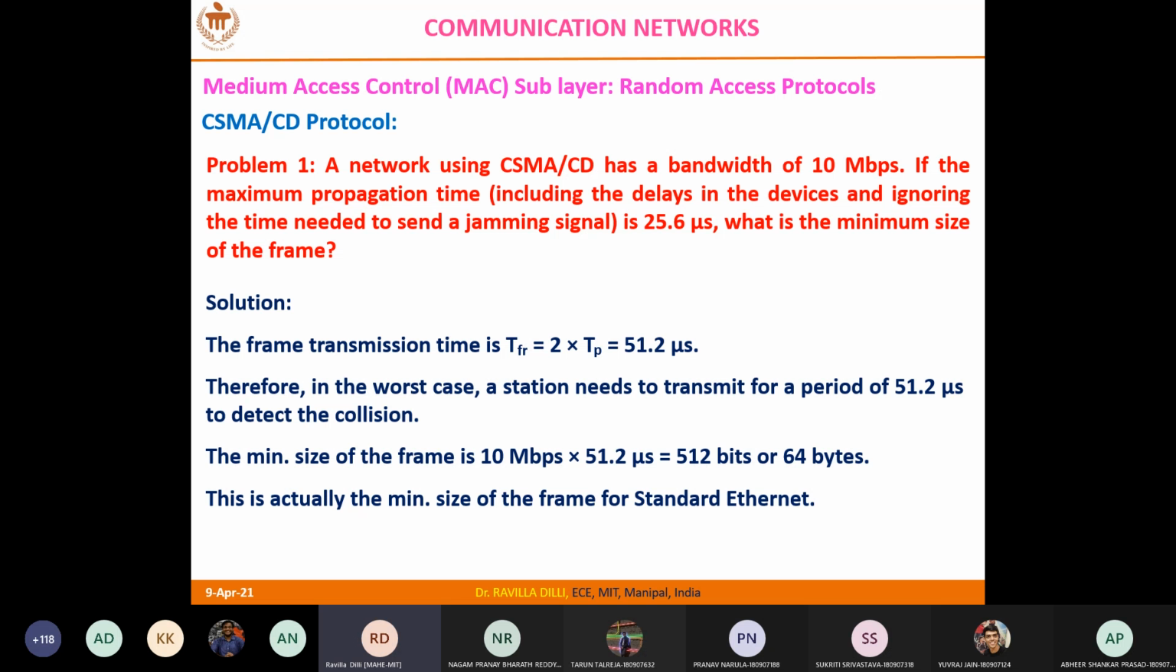So the maximum propagation time is given as 25.6 microseconds. The question asked is, what is the minimum size of the frame? The protocol mentioned is CSMA-CD, so that means you should be able to detect the collisions. In order to detect the collisions, what should be your minimum frame size? So what is the T frame here? What is the frame transmission time as per CSMA-CD?